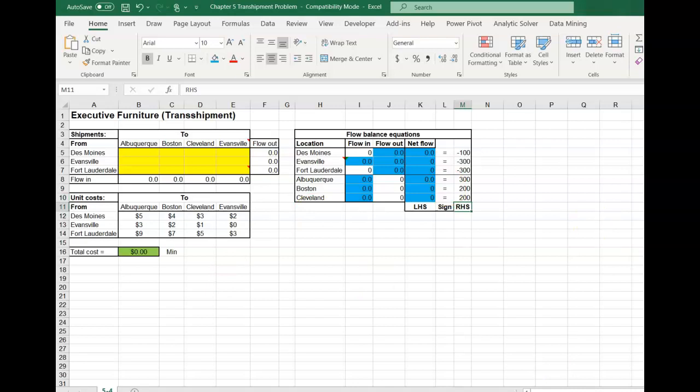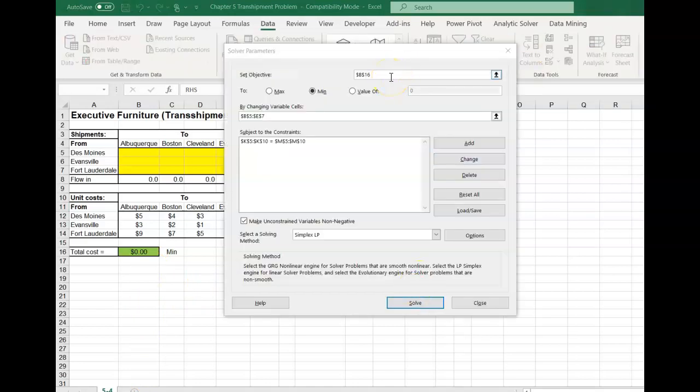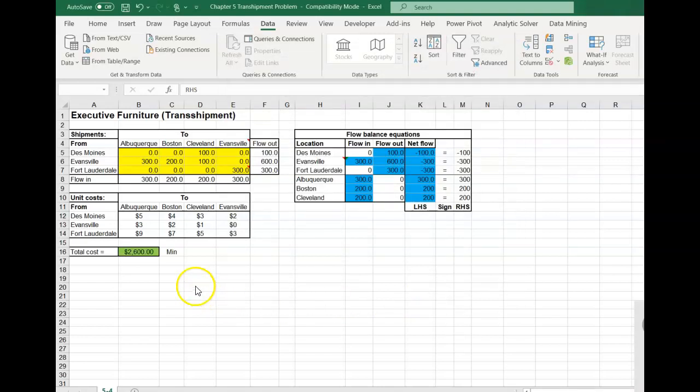Now our model is ready to go into Solver, and we can put in all the constraints into Solver to get our optimal solution. I've populated the Solver window with the objective function, the changing variables or the decision variables, the constraints, and hit solve. This gives you a minimum shipping cost of $2,600 by following these shipment routes and quantities given in the yellow cells.